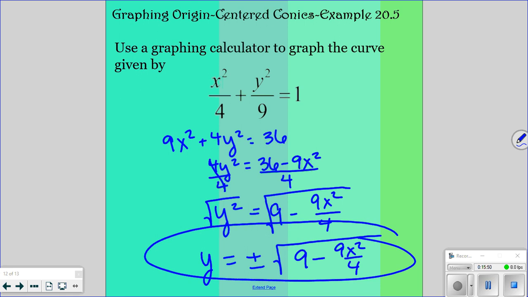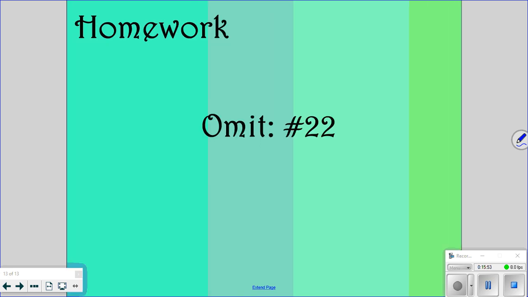Okay, so hopefully that helps you with lesson 20. You do get to omit number 22 on your homework, so make sure to do the other ones so that we can go over any questions you have tomorrow.